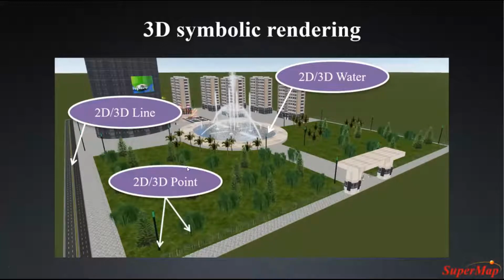In these pictures, the points include street lights and trees, the lines include the road, and the polygons include these two types of buildings, and it can also generate the water surface.